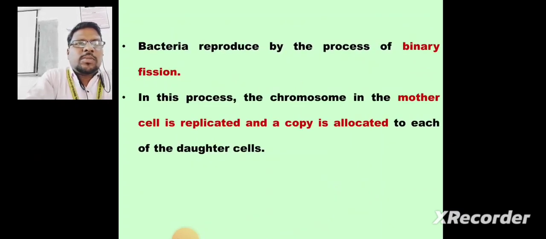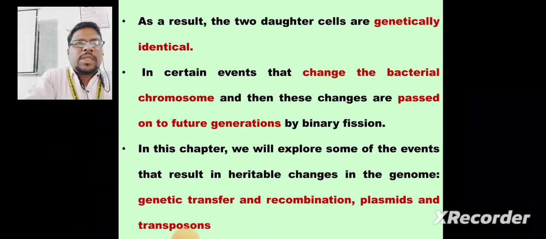Bacteria reproduce by the process of binary fission. In this process, the chromosome in the mother cell is replicated and a copy is allocated to each of the daughter cells. As a result, the two daughter cells are genetically identical. In certain events, the bacterial chromosome changes and these changes are passed on to future generations by binary fission. In this chapter, we will explore some of the events that result in heritable changes in the genome: gene transfer and recombination, plasmids and transposons.